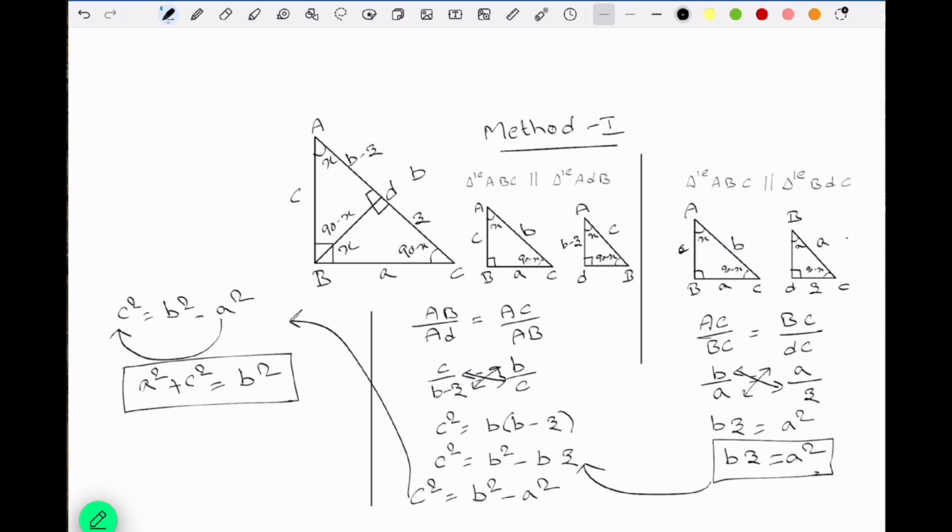I derived it like this because how we have to remember the Pythagoras theorem is: square of the hypotenuse is equal to sum of squares of remaining sides. It's not A square plus B square is equal to C square. At all times, the side C might not be the hypotenuse. That's the reason I named the triangle in this way. Now, let's get into method 2.